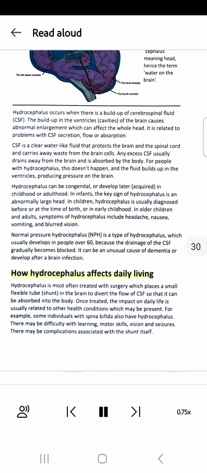How hydrocephalus affects daily living. Hydrocephalus is most often treated with surgery, which places a small flexible tube, a shunt, in the brain to divert the flow of CSF so that it can be absorbed into the body once treated.